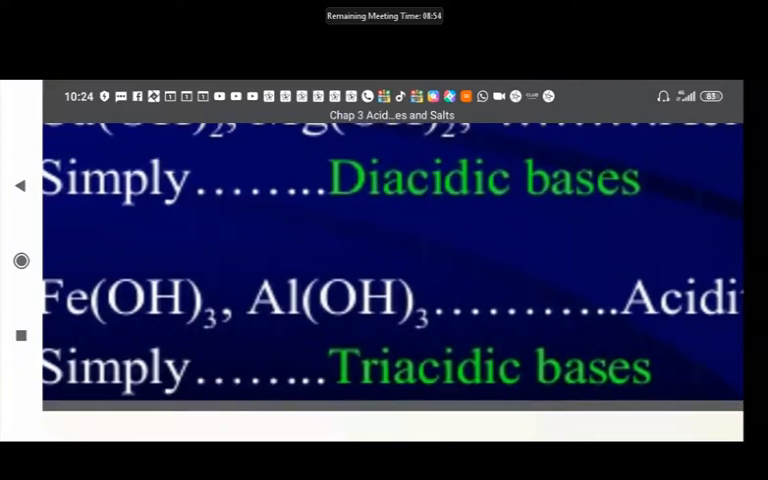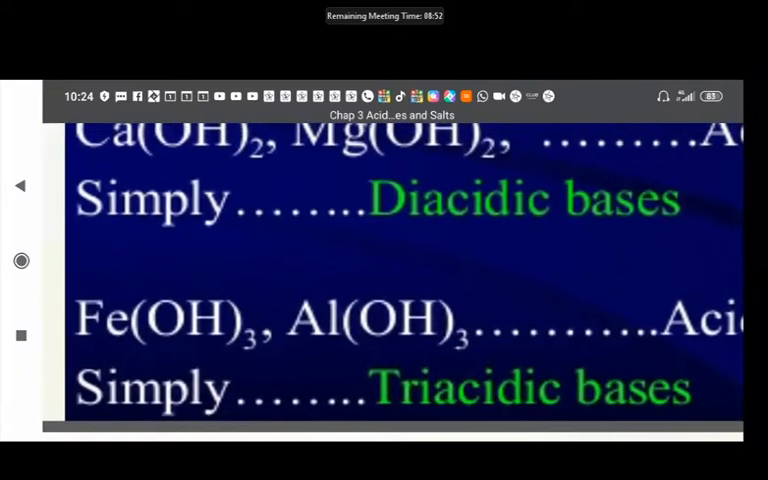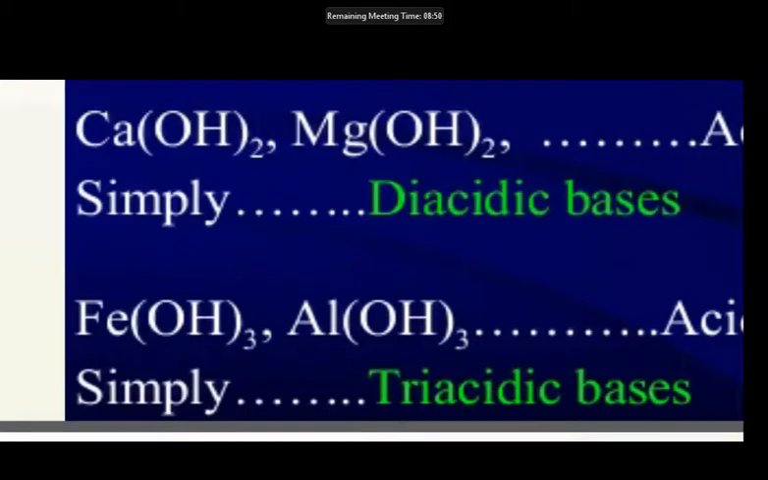So a triacidic base means it contains 3 OH minus ions, that means 3 hydroxyl ions. We can write Fe(OH)3 gives Fe3 plus and 3OH minus, and aluminum hydroxide we can write as Al3 plus and 3OH minus ions. Understood, all of you?